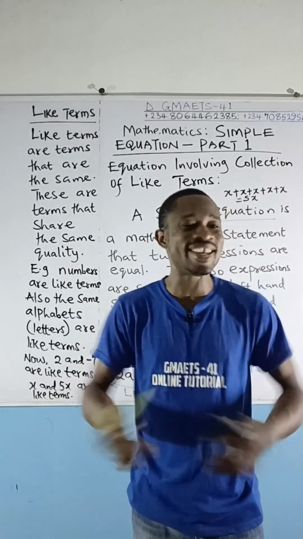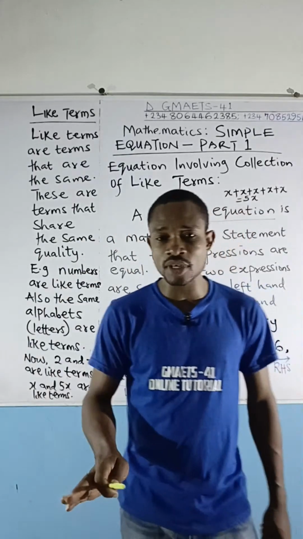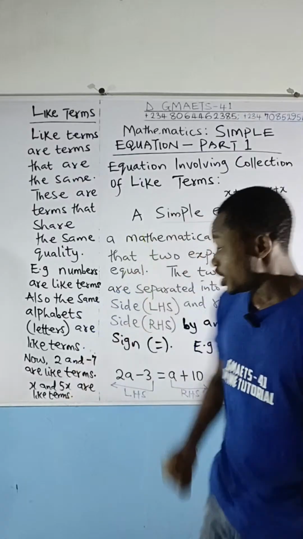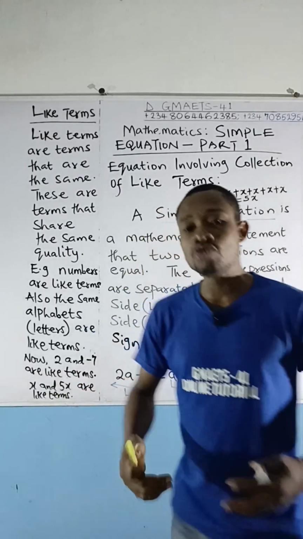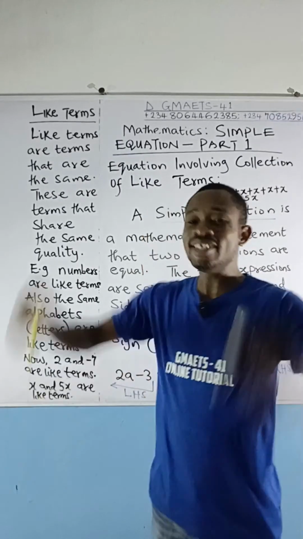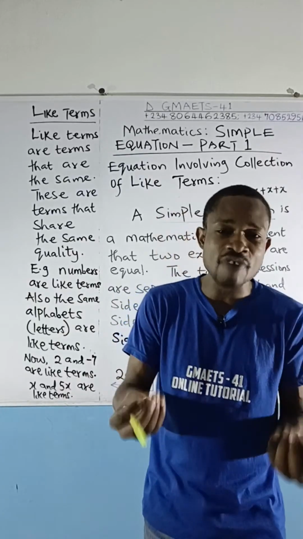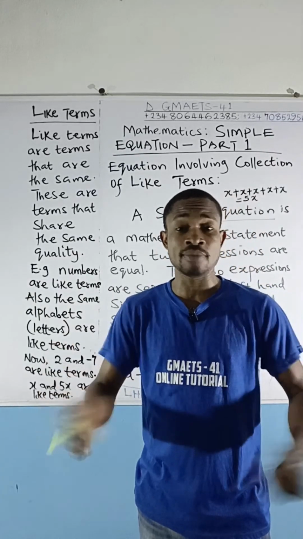All we know is that they are numbers, whether they are equal or not. They are pure numbers, and so they are like terms. Then when you come to alphabets, how do you know alphabets that are like terms? The alphabet must be the same. It does not matter how many of the alphabets you have. As long as they are the same, they are like terms.